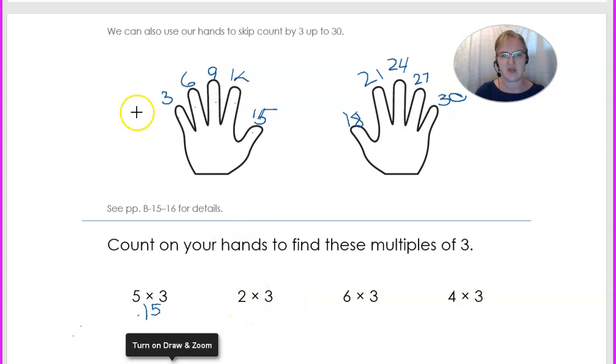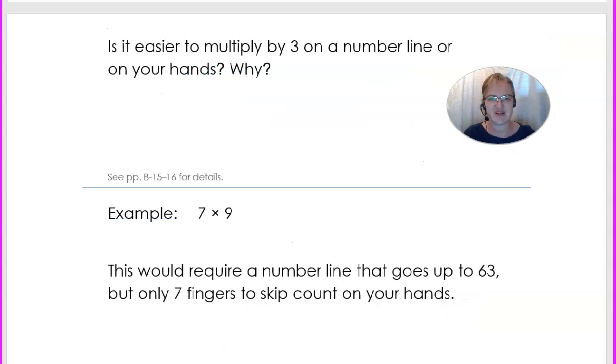2 times 3, counting up to our second finger, would get us to 6. 6 times 3, counting to our 6th finger, 1, 2, 3, 4, 5, 6, gives us 18. And to our 4th finger, 1, 2, 3, 4, gives us 12. So this slide asks us, is it easier to multiply by 3 on a number line or on your hands, and why?